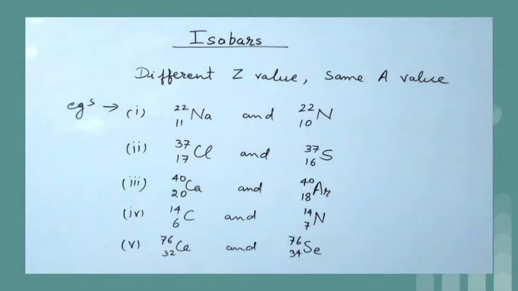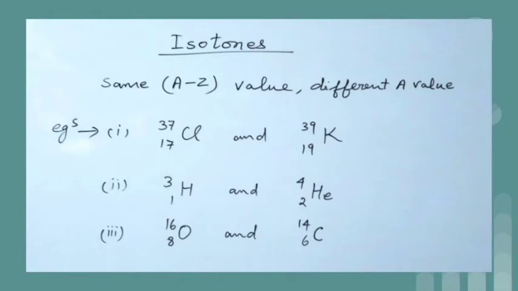Isobars have different atomic structures and therefore they have different chemical properties, but their physical properties may be identical. Isotones are the atoms having same number of neutrons, that is A minus Z value, but they have different mass number. Chlorine 37 and potassium 39 are isotones. For both, A minus Z is 20. Some other pairs of isotones are hydrogen 3 and helium 4. Oxygen 16 and carbon 14 are also isotones.